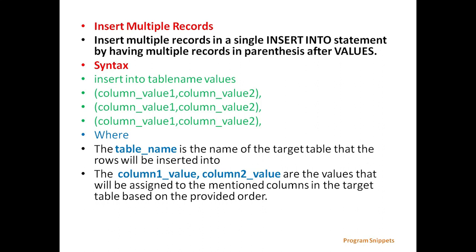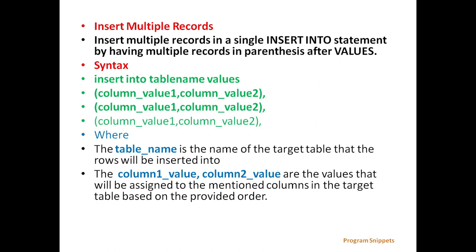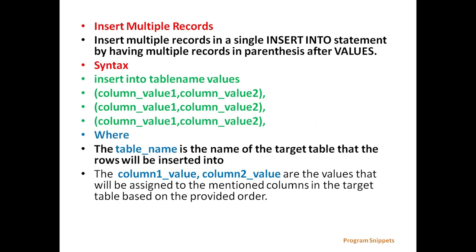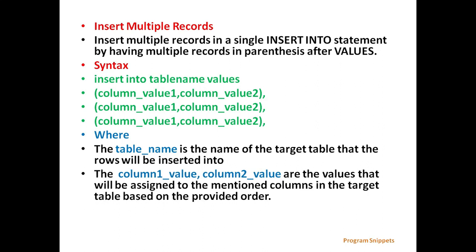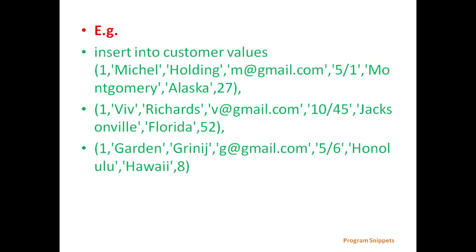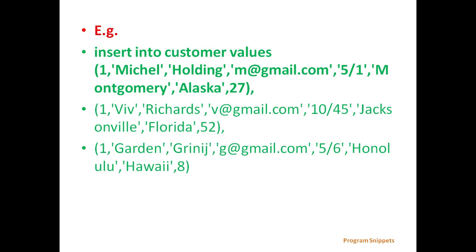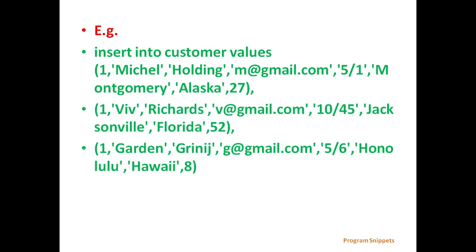General syntax is insert into table name, then values, and specify the column value 1, column value 2, then again column value 1, column value 2, and so on. You can separate the records by using commas. Here table name is the name of the target table that the rows will be inserted into, and column 1 value and column 2 value are the values that will be assigned to the mentioned columns in the target table based on the provided order. For example, insert into customer and then specify the records that you want to insert.